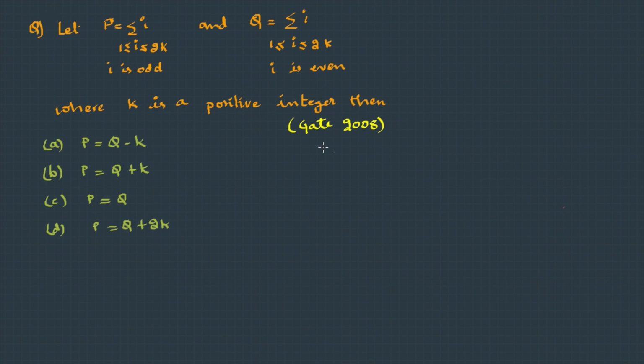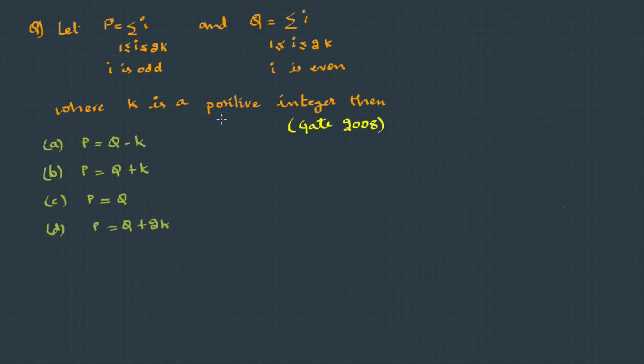Here we have a question asked in GATE 2008. Let P be the sum of i, where i is from 1 to 2k and i is odd. And similarly, Q is the same, but i is even, where k is a positive integer. Then the following options. If you carefully observe, they're talking about integer summation, which basically is an arithmetic progression.